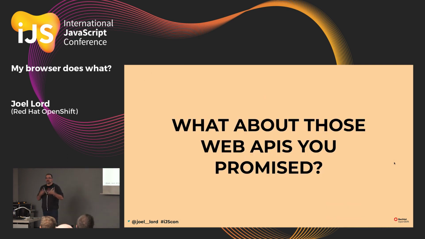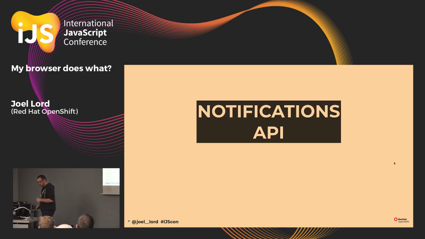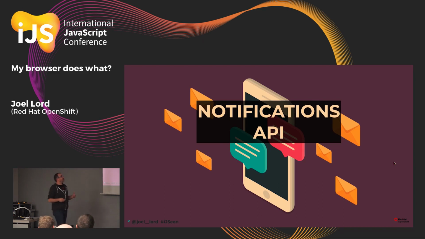All right. But this is supposed to be a talk about the web APIs in our browser, and that's not one of them. Fine, I get it. Let's do something else. All right, the first real browser API that I want to introduce is the notification API.